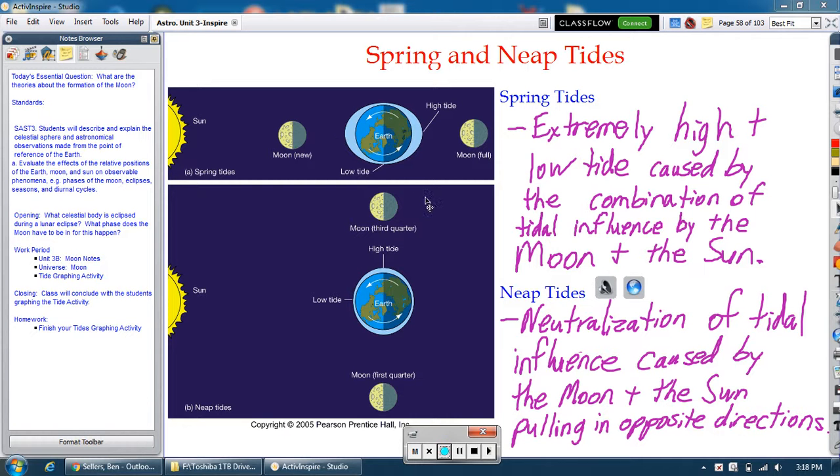Inversely, in the first and third quarter phase, you have gravitational pulls almost canceling out. You still have tides because the Moon is really close, but because the Sun is pulling this way and the Moon is pulling this way, the high tides won't be as high. It's known as neap tides.